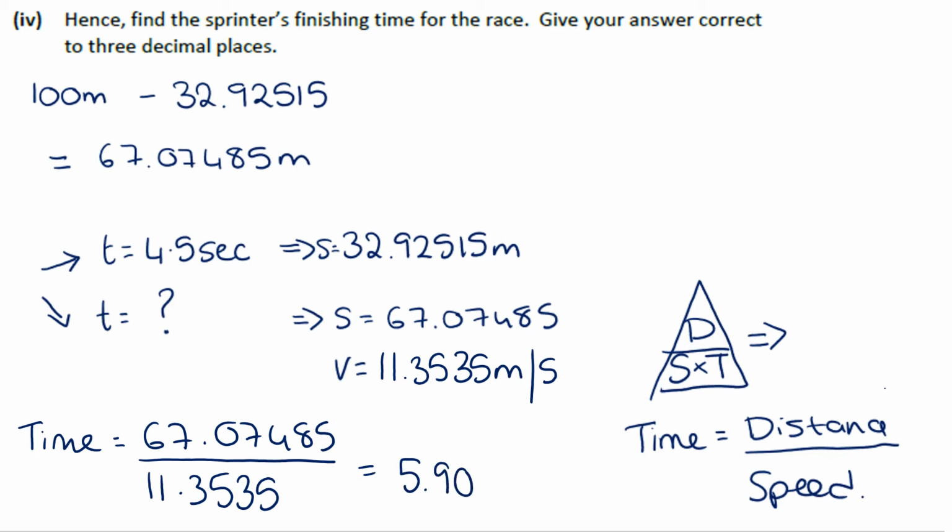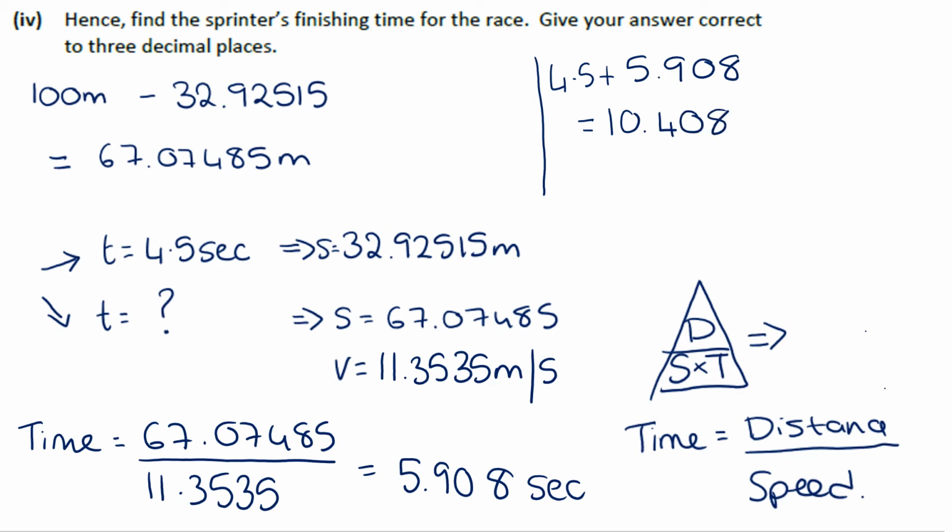It's 7.8, but I'm going to put it to 8 seconds. Now, that's not my final answer because remember, this is only the second section. So I have to add 4.5, because that first piece where he was accelerating went on for 4.5. So that gives us plus 4.5, and we get 10.408 seconds to run the total race.